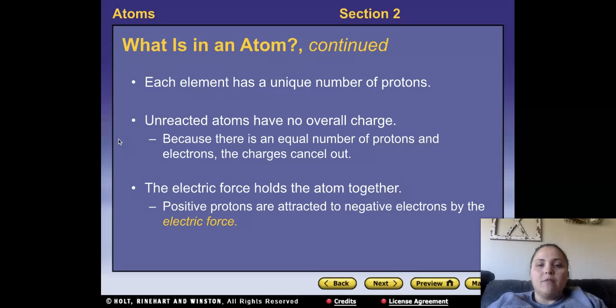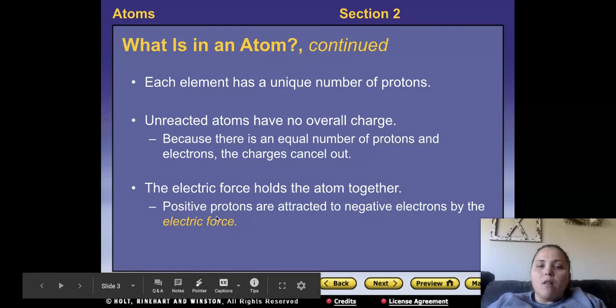Unreacted atoms have no overall charge, and so in normal circumstances, atoms are neutral. And that means that they have an equal number of protons and electrons, so their charges cancel out. The electric force holds the atom together. Because we have these positives and negatives, the positive protons are attracted to the negative electrons by electric force, and all of that holds the atom together.